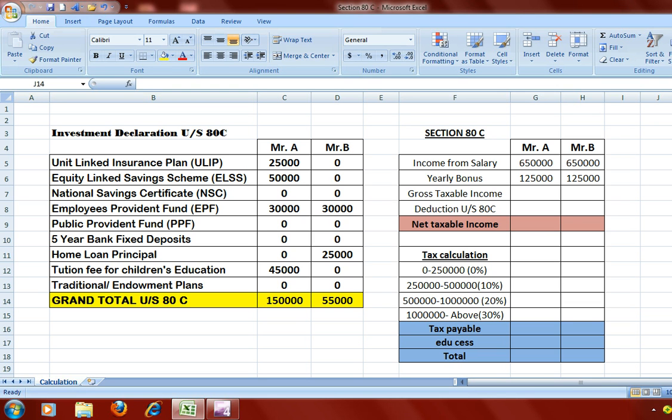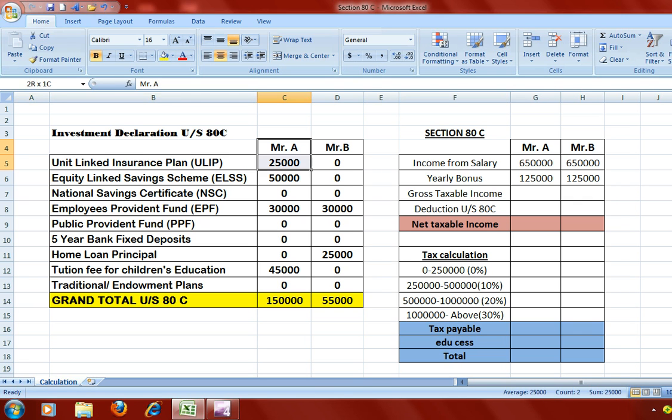We have two parts here. One is the investment declaration which is submitted by Mr. A and Mr. B, and we are also going to do a tax planning calculation for both Mr. A and Mr. B to arrive at the total tax payable by these two gentlemen, and also conclude who have done an efficient tax planning. Let us first move to the investment declaration submitted by Mr. A and Mr. B.